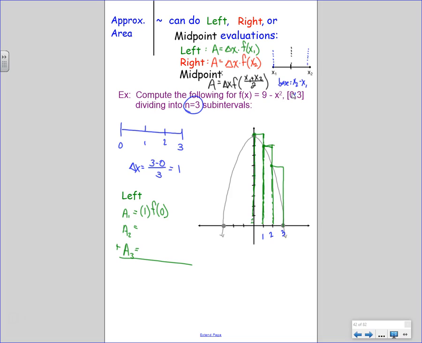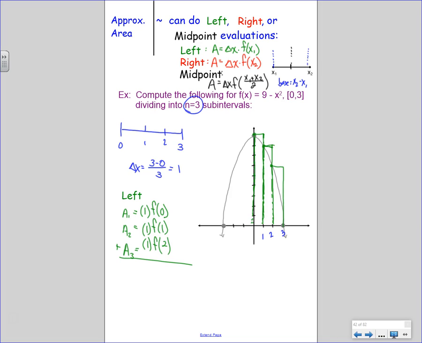We'll get there in a second. For the second rectangle, base is 1 again, but when did I hit the height? When I was plugging in the left. When I plugged in 1. So that'd be f of 1. And then for the last one, I would have a base of 1 and a height of f of 2.